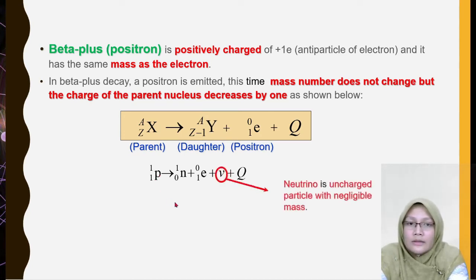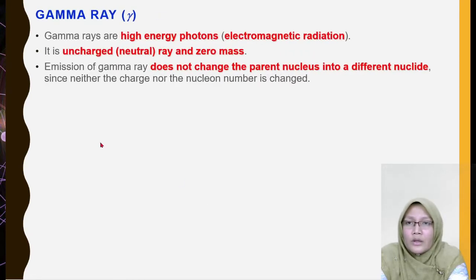Okay, V ini adalah neutrino. Ini adalah untuk proton, neutron, positron, dan ini adalah neutrino. Okay, gamma ray, a high energy photon, ataupun kita tahu photons, chapter before this, is electromagnetic radiation.